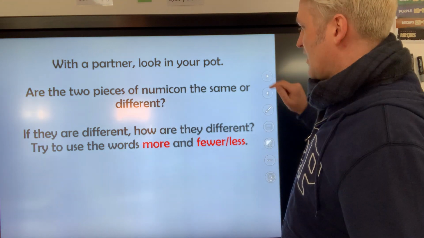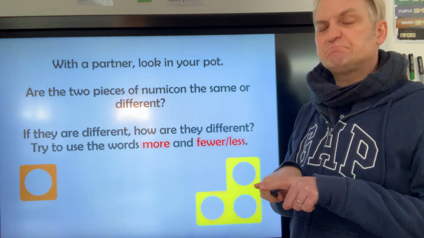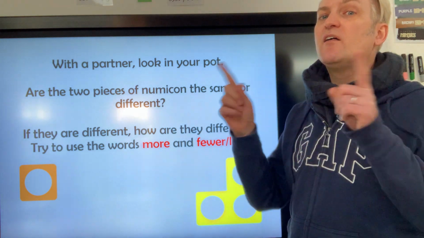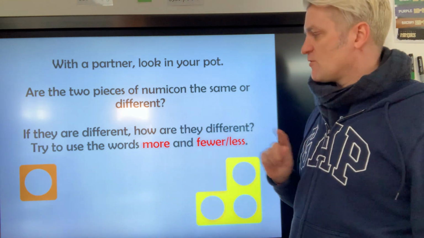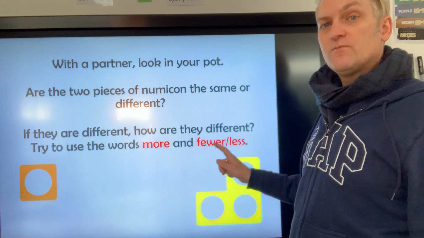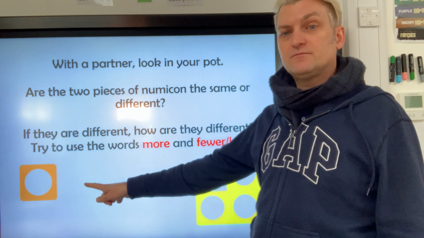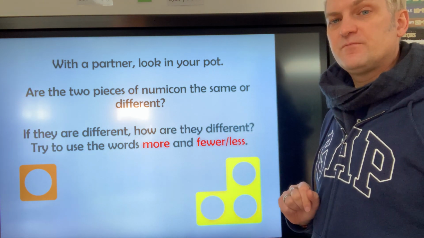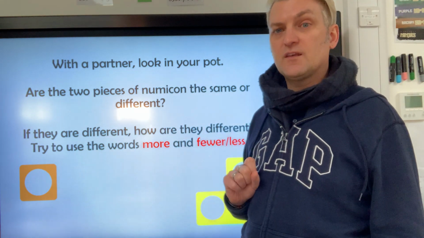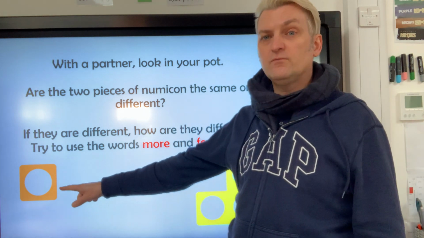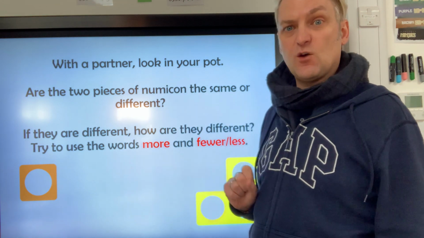Here we are. Have a look at these 2 pieces of Numicon. Are they the same? Nope, they're not the same. They are different. Now, how are they different? And remember, are you going to need to use the word more or fewer or less? We've got 1. We've got 3. 3 is more than 1, isn't it? And 1 is less than 3. Or you could say 1 is fewer than 3.